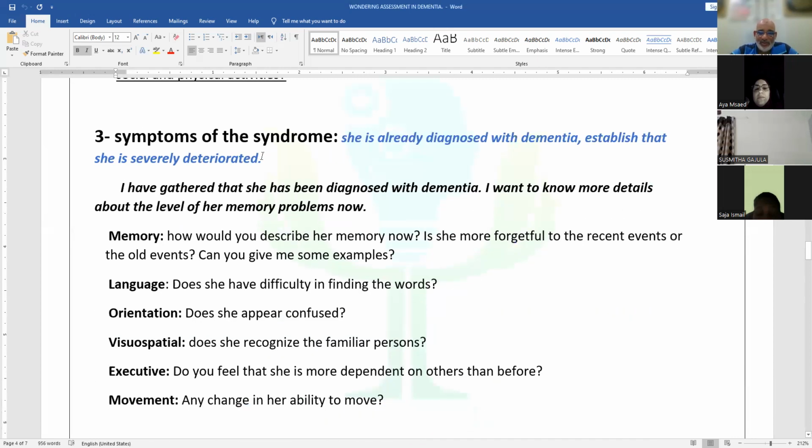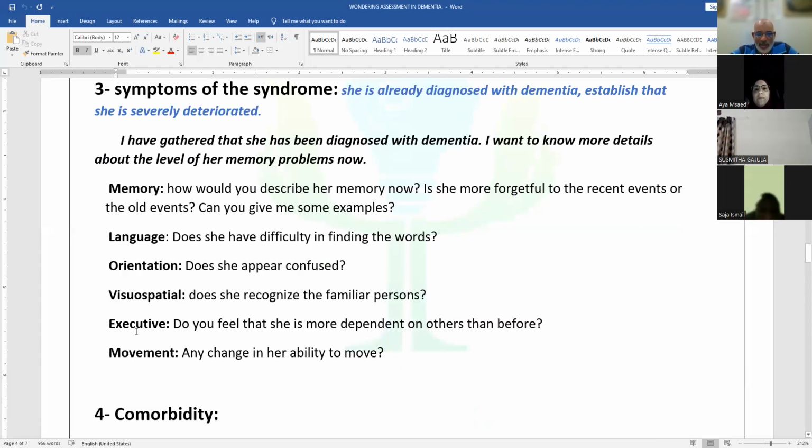Now you want to know the symptoms of the syndrome. She is already diagnosed with dementia, but you want to know the extent of the memory problem, if she's able to express herself, and whether she is confused, the most important points. And one thing which many candidates forget is that vascular dementia includes problems in movement. It is not uncommon that these patients have problems in their movement. And if she has dementia, this complicates matters. Okay.